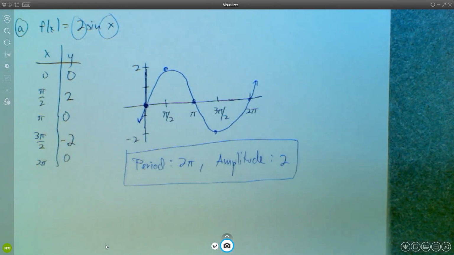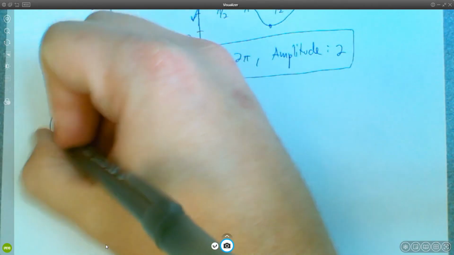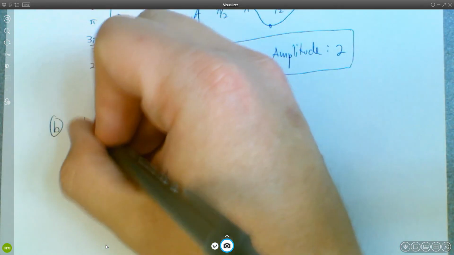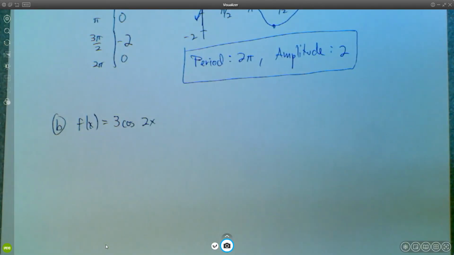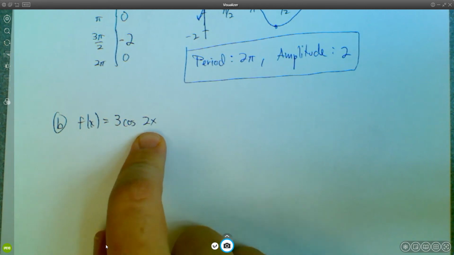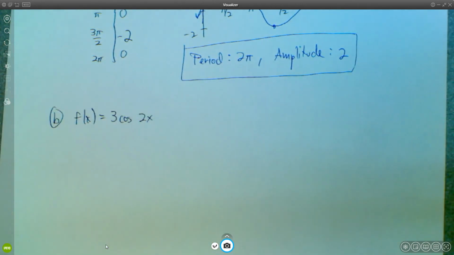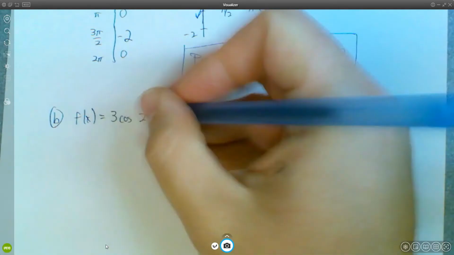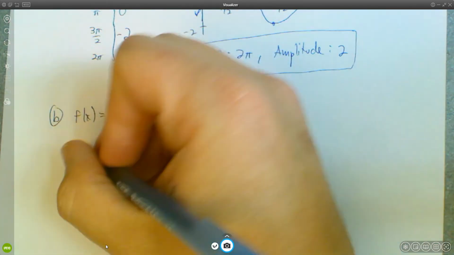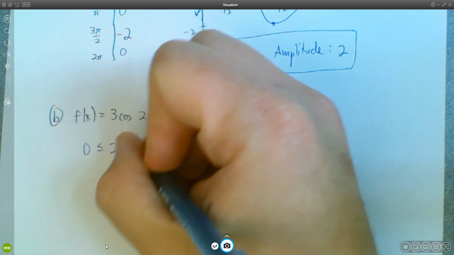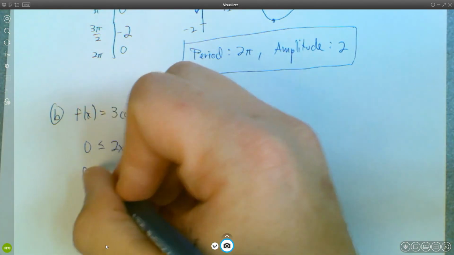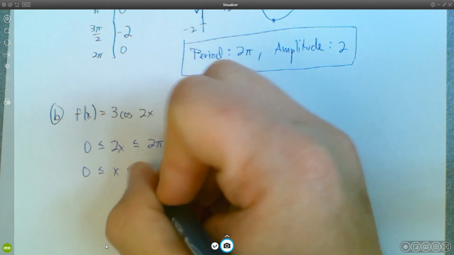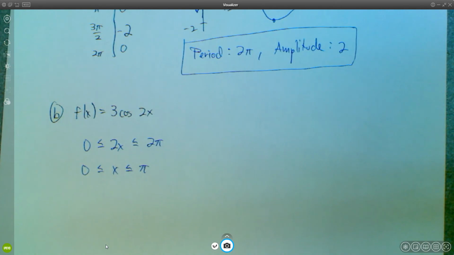Okay, let me give you another example. Let's do f of x equals 3 cosine 2x. So this time we're going to have something that affects the period and the amplitude, right? So let's figure out the period. We're going to squeeze 2x between 0 and 2 pi, and then we'll divide through by 2, so we get 0 is less than or equal to x is less than or equal to pi. So the period is pi.